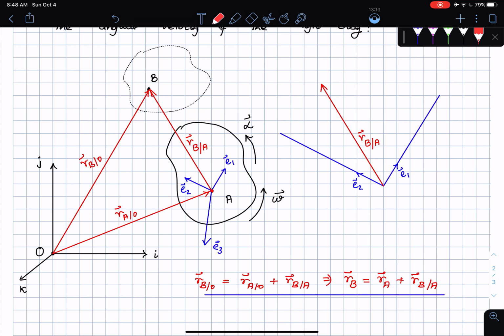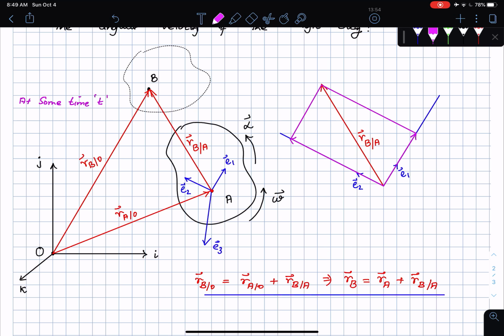I can take R B slash A and drop perpendiculars onto the E1 and E2 directions, and I can find the components of this vector along the E1 and the E2 direction, and that's exactly what I'm going to be doing here. Okay, so here are the components of R B slash A at that instant in time. This is at some time t. So all of this is at some time t.